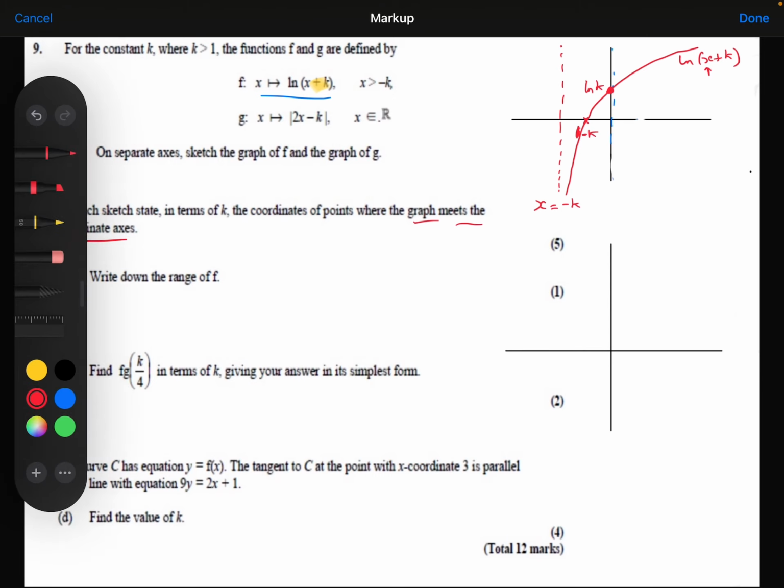Now to draw the graph of g of x, I'm first going to draw the graph of 2x minus k. So that's got a y-intercept of minus k, and it's got a gradient of 2. So it's going to look something like this. This point here is where our graph equals 0. So that's where 2x equals k, or x equals k over 2.